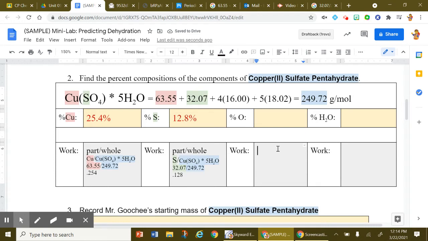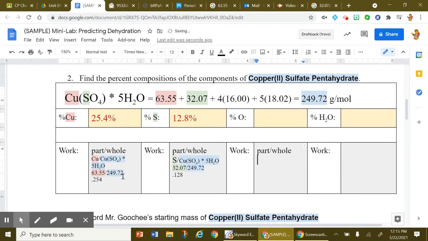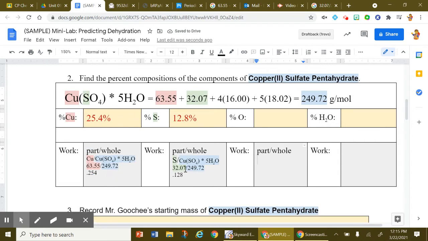Now, again, the percentage oxygen is whatever part of this is oxygen divided by the whole mass. Now listen, this substance had one copper, so we only used the mass of a single copper here. It had one sulfur, so we only used the mass of a single sulfur here. But this substance has four oxygens. So in this case, to find the percentage oxygen, we need the mass of four oxygens divided by the whole thing.